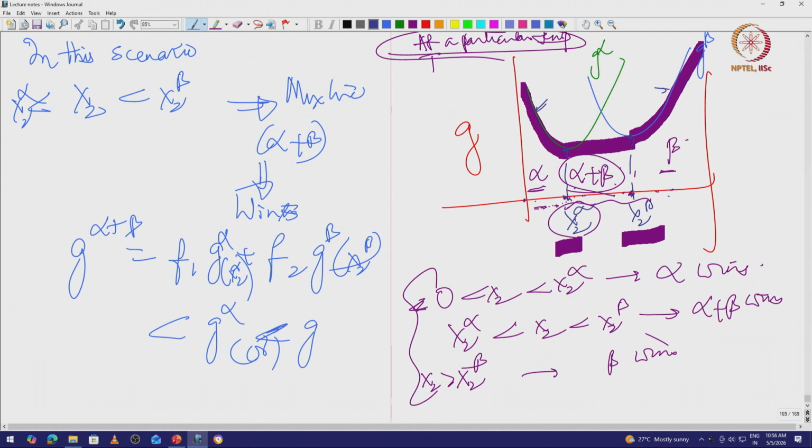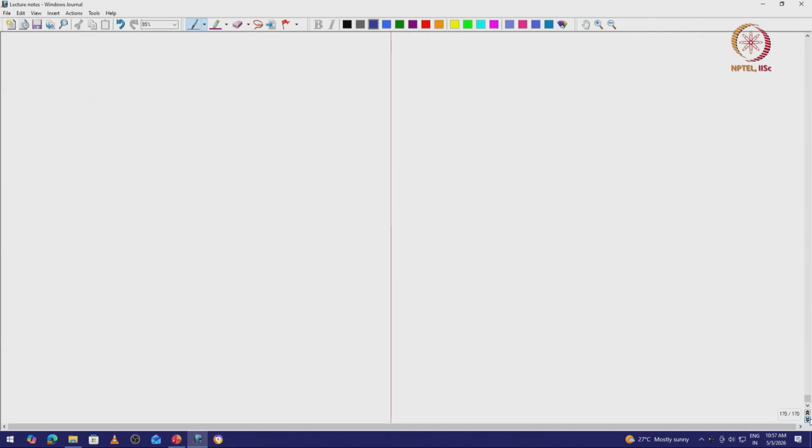Let's say I am somewhere here. This is my average composition x2. Some of the two atoms go from the alpha phase to the beta phase, so it is no longer a single phase. How do you interpret this? Let us say this is alpha, this is beta.